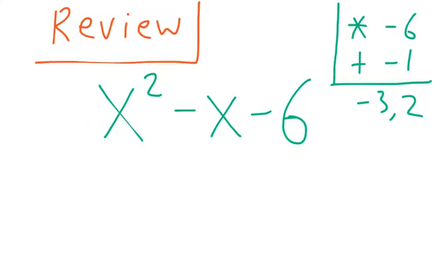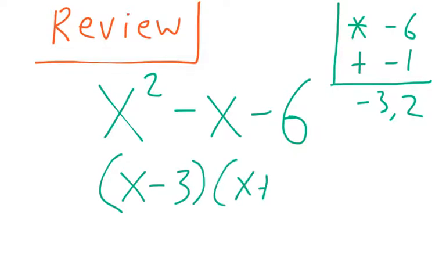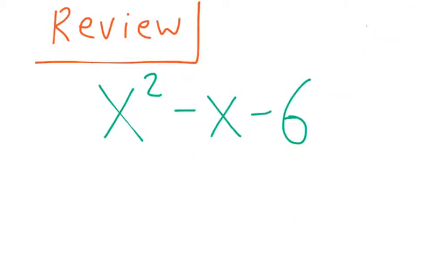So, to review, factoring basic quadratic expressions where your a term is just 1 is really easy. You have to find numbers that multiply to -6 and add to -1. Sometimes finding the two numbers isn't easy, but you know what to do. Here it's -3 and 2, so your factors will be x minus 3 and x plus 2, and you're done.